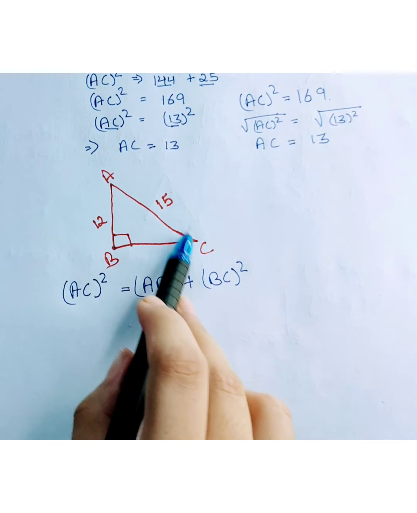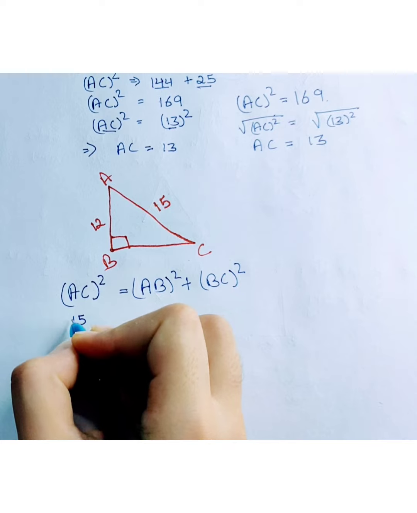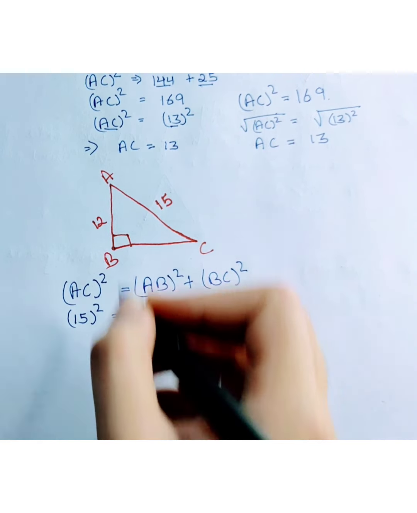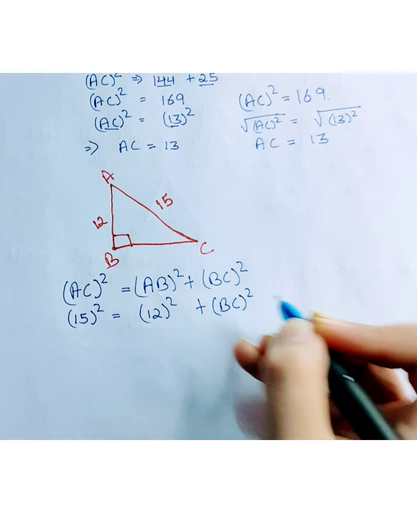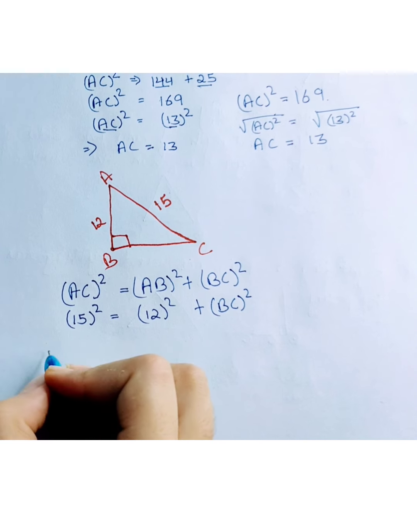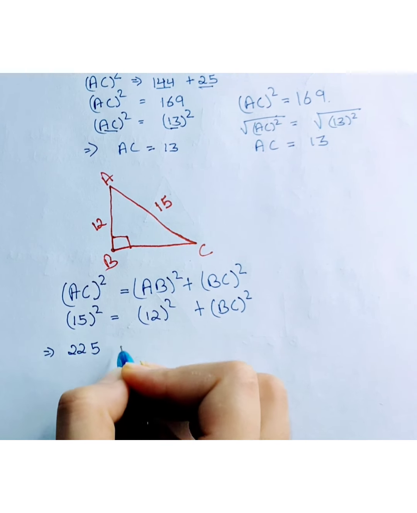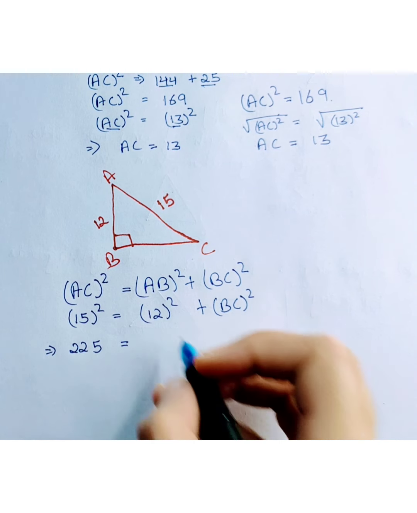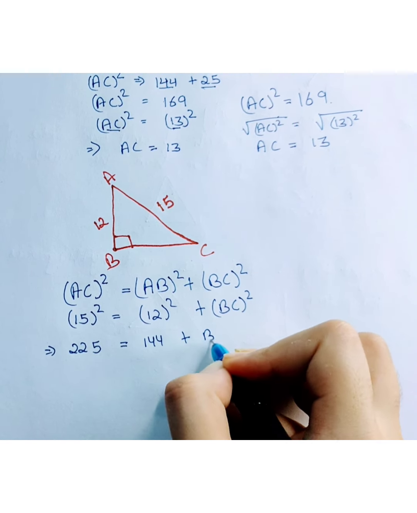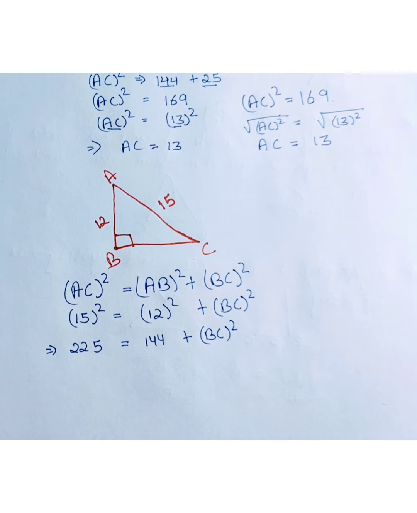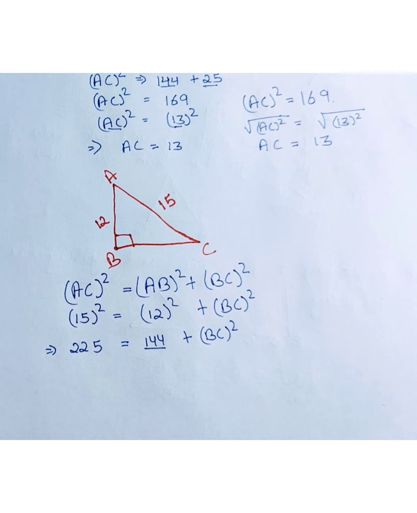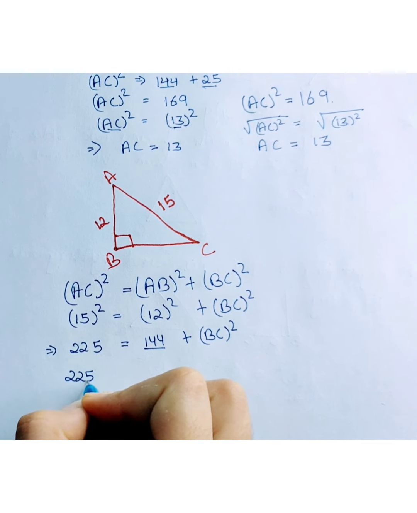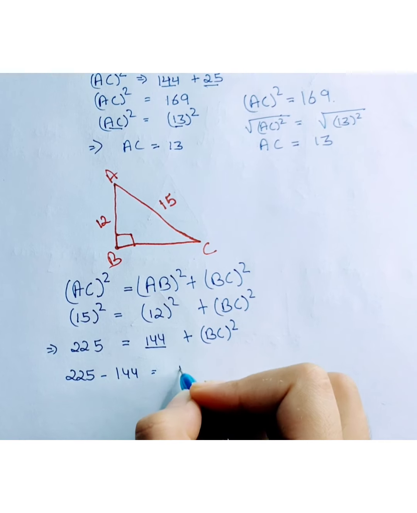Now we'll put the values. The value of AC is 15. So 15 square is equal to length 12 AB plus BC, which we have to calculate. Now 15 square is equal to 225, is equal to 12 square 144 plus BC square. Now you know when the value is positive and we transfer it to the other side, its sign becomes negative. So 225 minus 144 is equal to BC square.